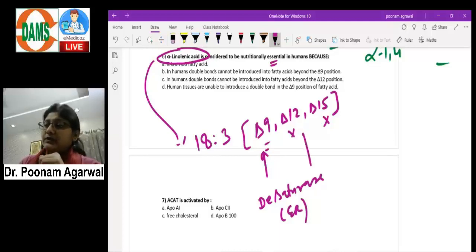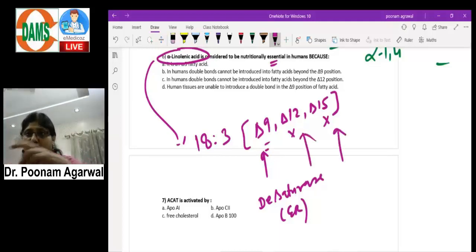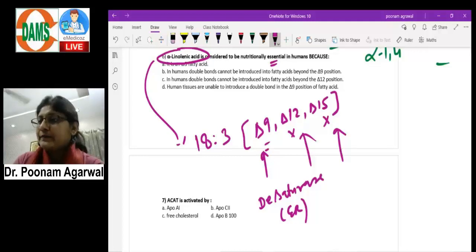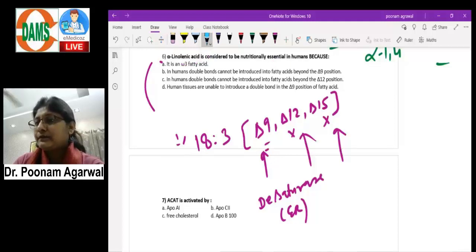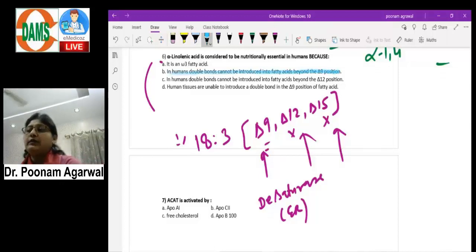So when these double bonds are not being introduced in the fatty acid chain, which is freshly synthesized on fatty acid synthase complex in cytosol, obviously the alpha-linolenic acid cannot be produced in human cell by its metabolism. So this alpha-linolenic acid need to be supplied in the diet. So this is the funda why this alpha-linolenic acid is the essential fatty acid. Now the question is asking you why it is essential fatty acid. Let's see the answer. Now the answer is very clearly written in one of the options that the double bond cannot be introduced into the fatty acid beyond delta 9 position.